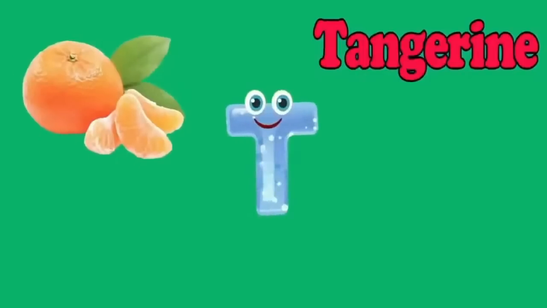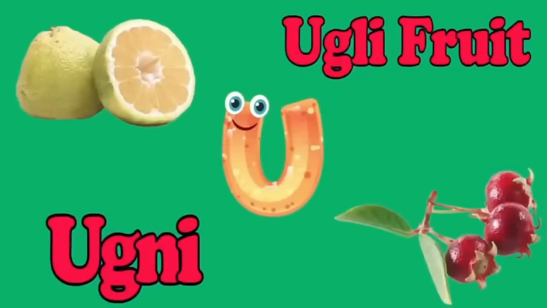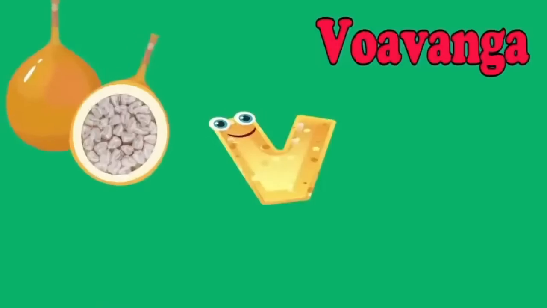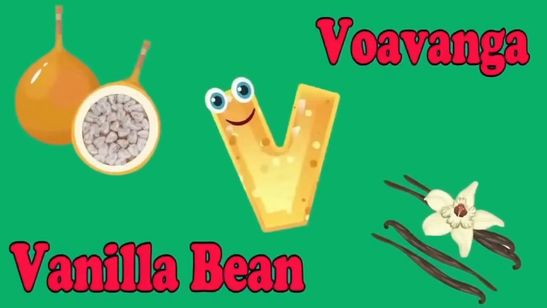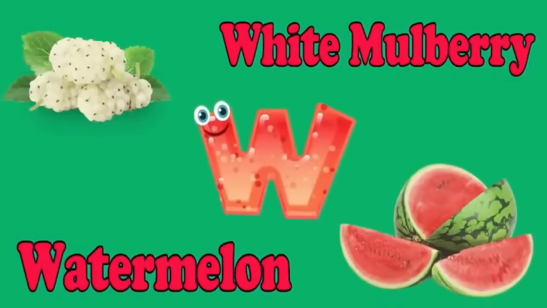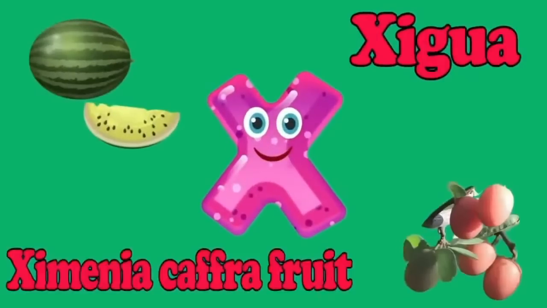T is for tangerine, tangerine. T is for tamarind, tamarind. U is for ugli fruit, ugli fruit. U is for yuzu, yuzu. V is for vavanja, vavanja. V is for vanilla bean, vanilla bean. W is for watermelon, watermelon. W is for white mulberry, white mulberry. X is for xigua, xigua.